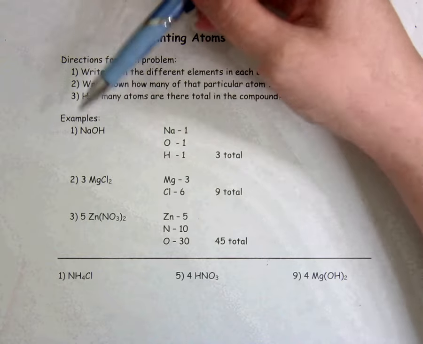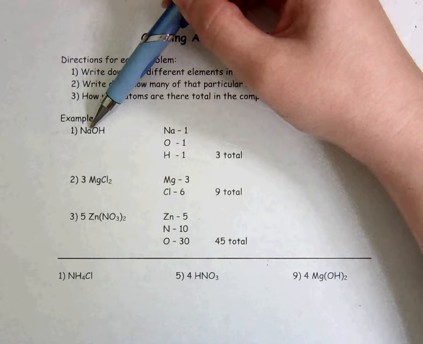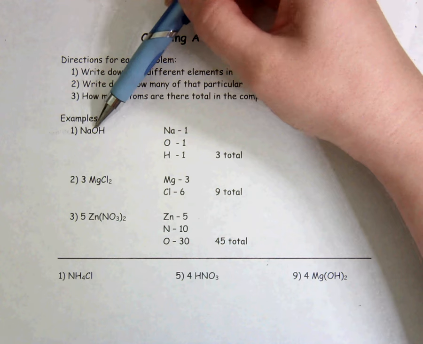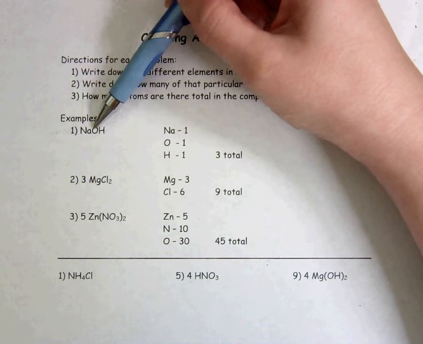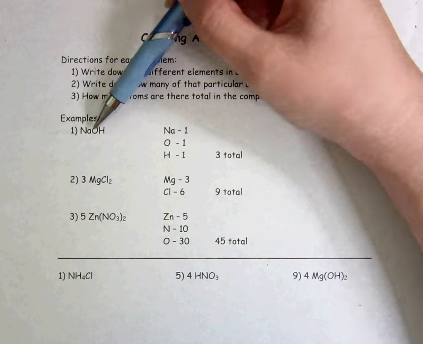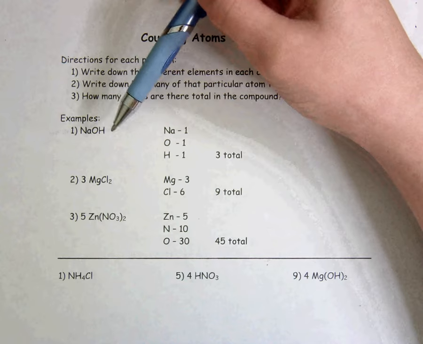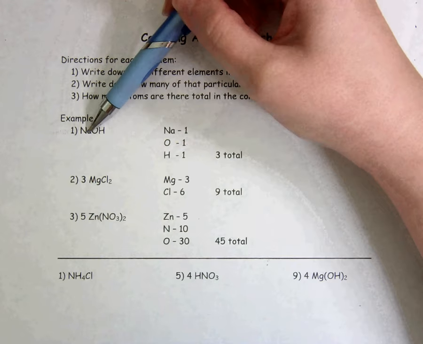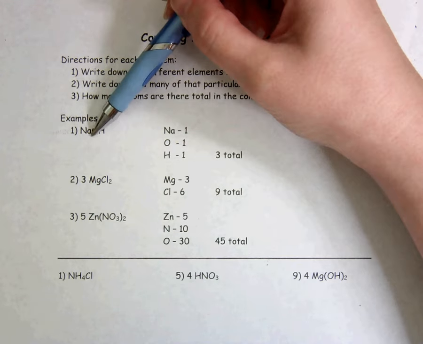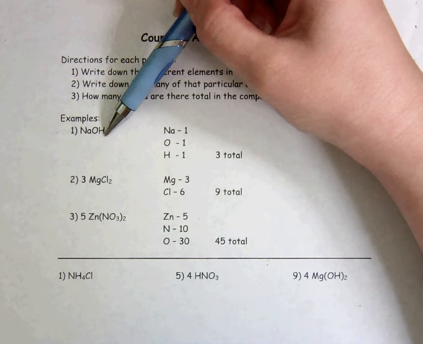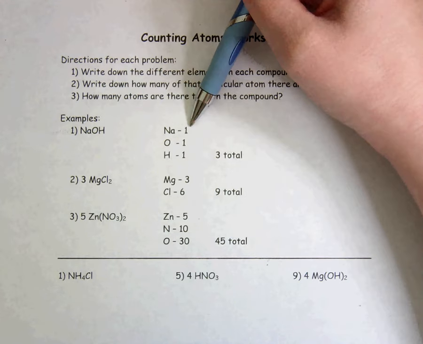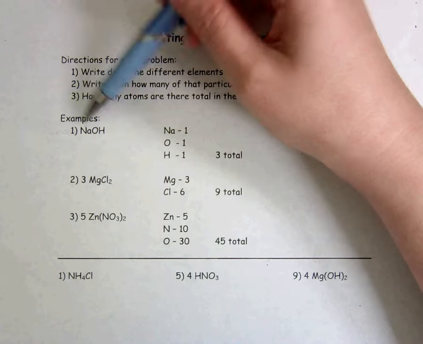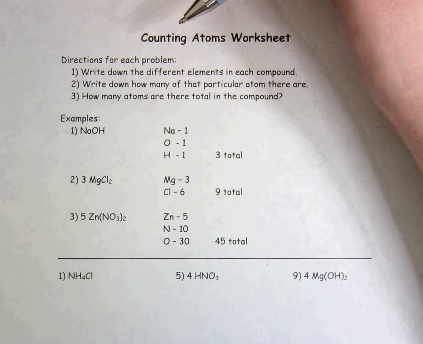So in this case, make sure if you see a lowercase letter, that lowercase letter goes along with the capital letter before it. But if you see two capital letters together, those are two separate elements. O and H would be oxygen and hydrogen. There is no element OH together. So make sure you list them separately. So here's Na, O, and H. If there's no subscript down to the right of it, it's understood that there's one of that element. So Na, O, and H all have one atom of that element in that compound.